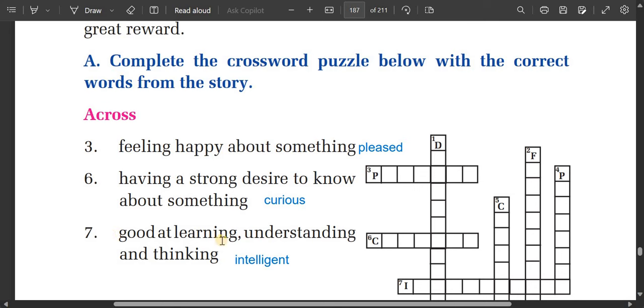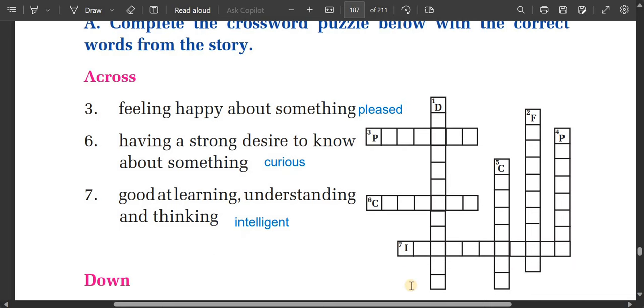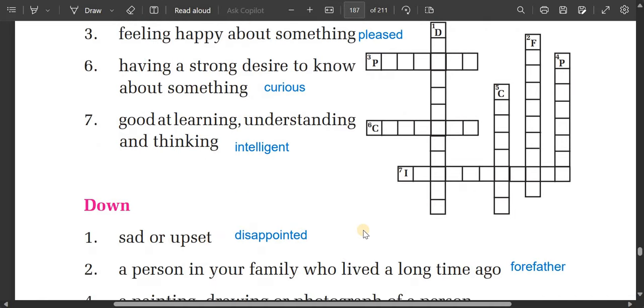Now, seven. Good at learning, understanding, and thinking. This is intelligent. Just write intelligent here. And now down, sad or upset, number one. This is disappointed, D-I-S-A-P-P-O-I-N-T-E-D, so disappointed means sad or upset.